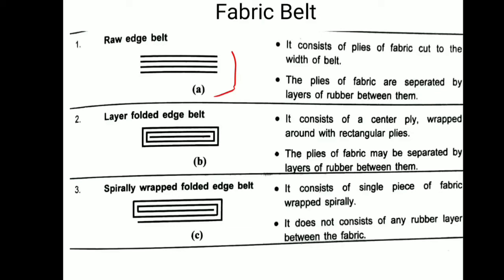Now second is the layer folded edge belt. Now it consists of a center ply wrapped around rectangular plies. You can see this wrapped around rectangular plies. These plies are made up of fabric and generally rubber is also situated between them, correct. Next one is the spirally wrapped folded. It consists of a single piece of fiber wrapped spirally. You can see this structure, spirally wrapped. It does not have any rubber between them. All the other types have rubber between them, but the spirally wrapped one does not have rubber, and it is a single piece wrapped spirally. Clear? So these are the various materials for flat belt drive.